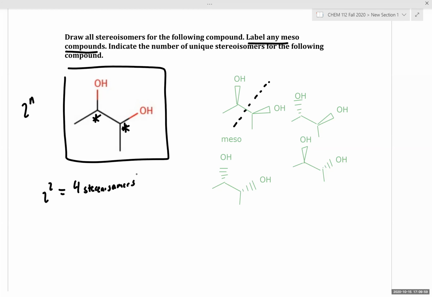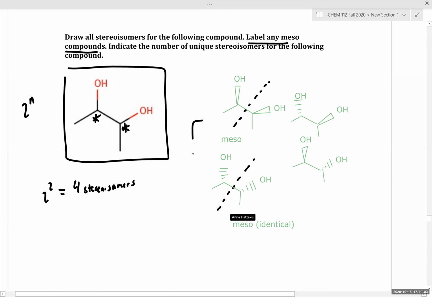Perfect. So again, for this compound, we have a set of meso compounds, and these two meso compounds are identical. We have a set of enantiomers. As we can see, these two compounds are enantiomers, as they have the opposite configuration and opposite stereochemistry at each of our chiral centers.